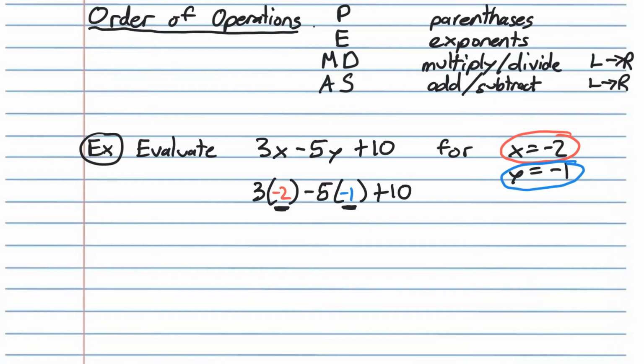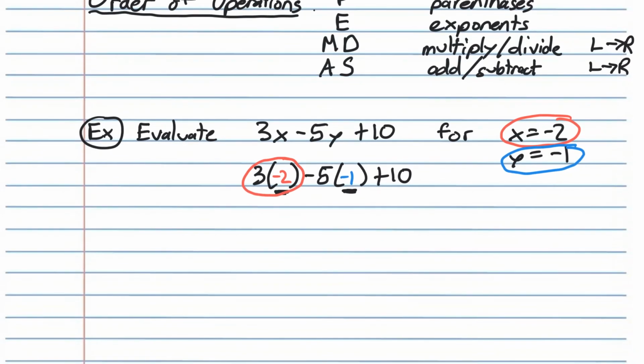Now our multiply and divide. Remember, multiplication and division happen at the same time, so you work your way from left to right. So I'm going to do this one first. 3 times -2 gives us -6. And then I can do the next one.